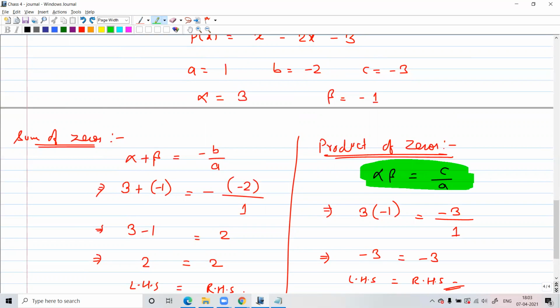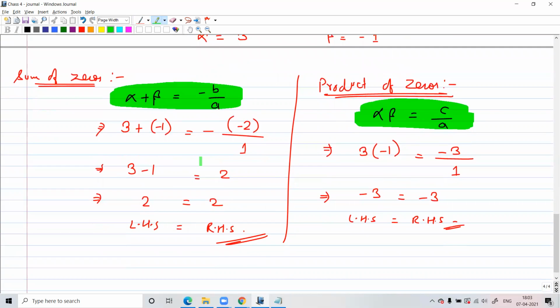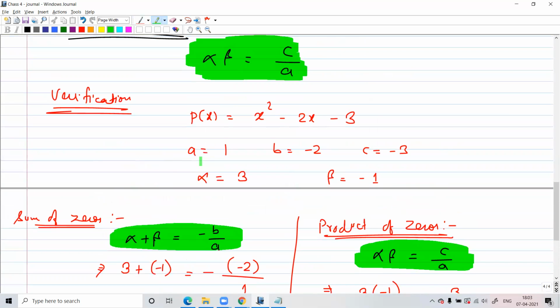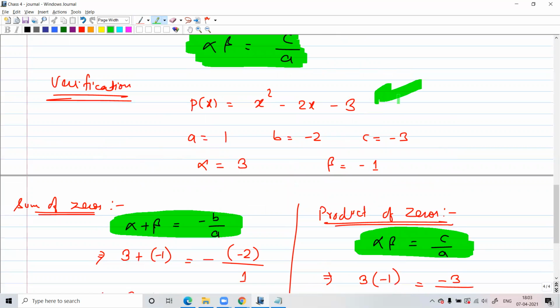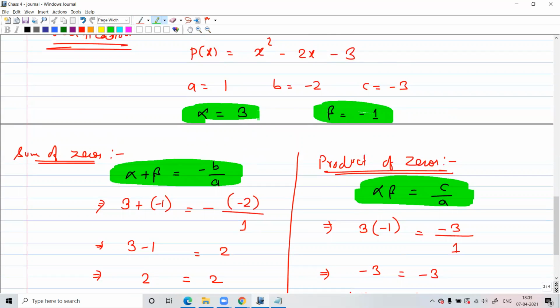Okay. So alpha plus beta is minus b by A, and alpha into beta is C by A. We did the verification. So you might get questions like this also. They'll give you a polynomial. They will ask you to find the zeros, to find this alpha and beta, and then they will ask you to verify whether sum of zeros and product of zeros really works or not.